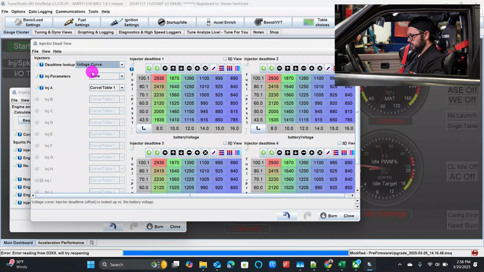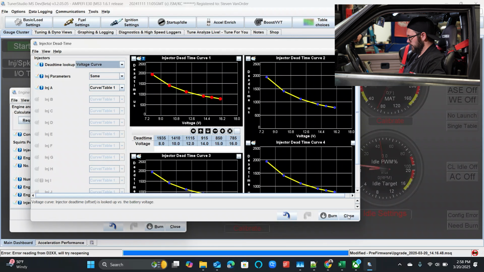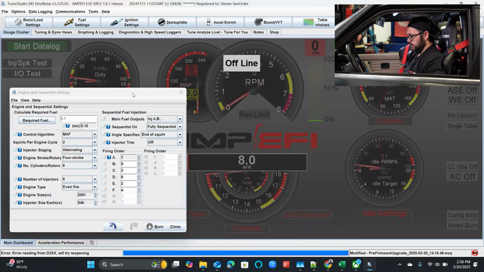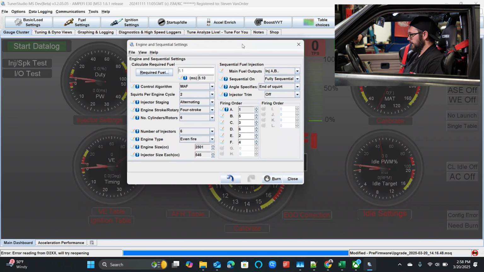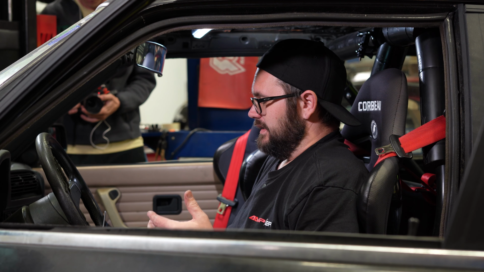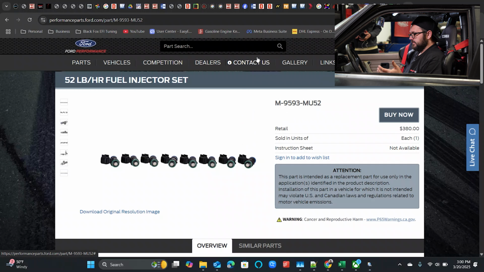I'm going to set this back to voltage curve because that's all that's applicable. And what I'm going to do now is hop onto the web, find the data I need, and then we will toss it into the spreadsheet and calculate that. All right, so these are Ford Racing MU52s.